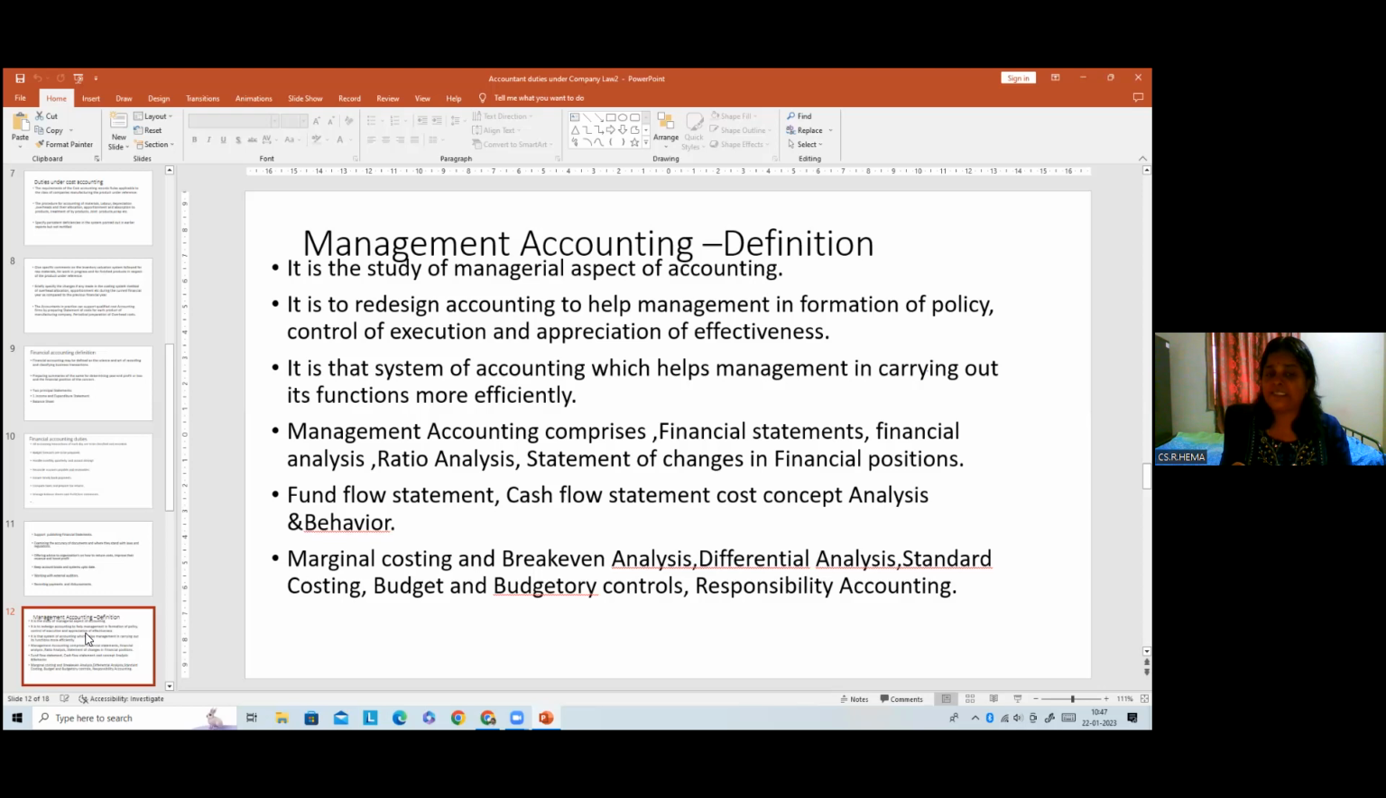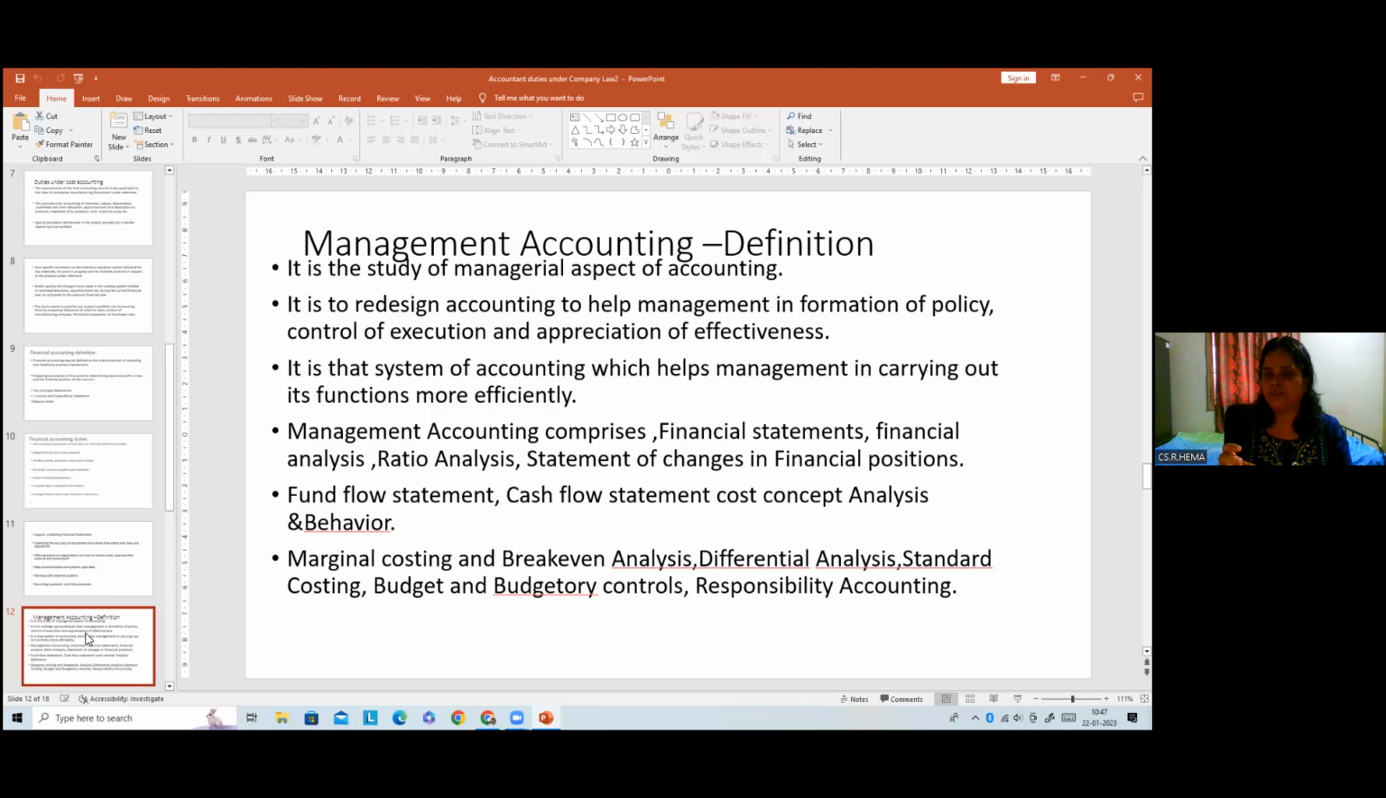Cost concept analysis and behavior come under costing also. Costing and management are both mingled, so that we can create this cost concept analysis. Marginal costing and break-even analysis are related to profit. These two topics relate to the profit of a company. Differential analysis and standard costing are related to the budget. Budget and budgetary control are related to the budget. And responsibility accounting is the consequence of the total accounts to the company.